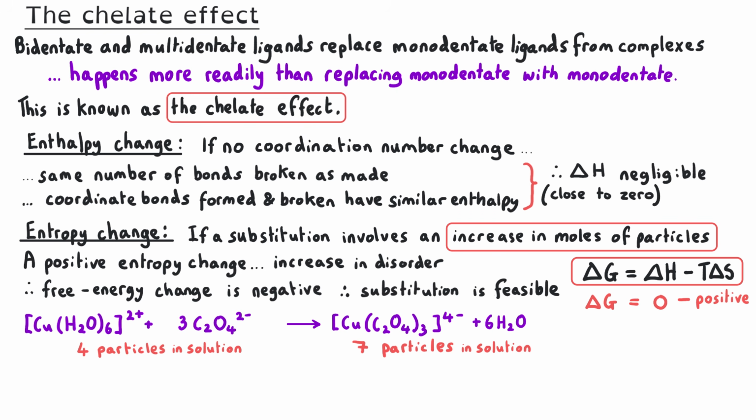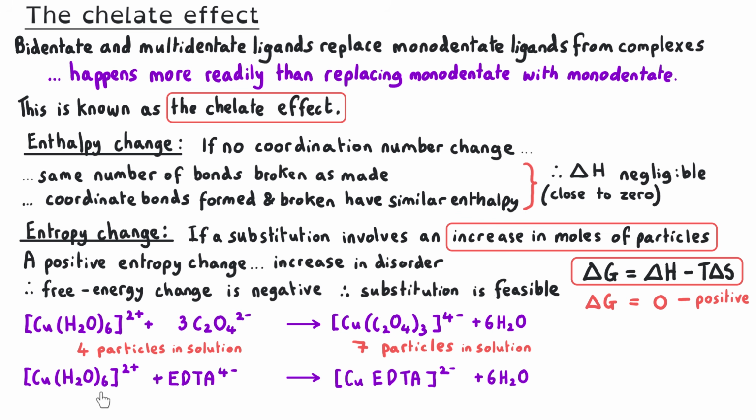We see this even more if we've got our hexa-aqua-copper complex and the EDTA ligand, this multidentate ligand. We have only 2 particles in solution in our reactants. But then when we make the new complex and we substitute out all 6 of the water ligands, we end up with 7 particles in solution. And so this is a very large increase in disorder, and so this ligand substitution will happen very readily.